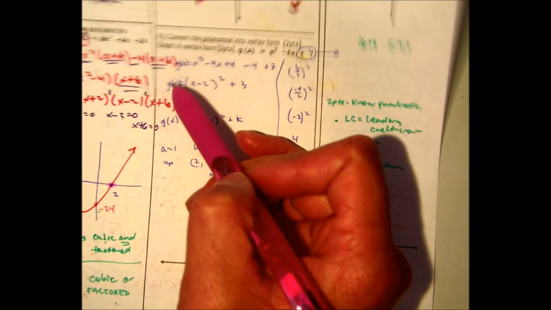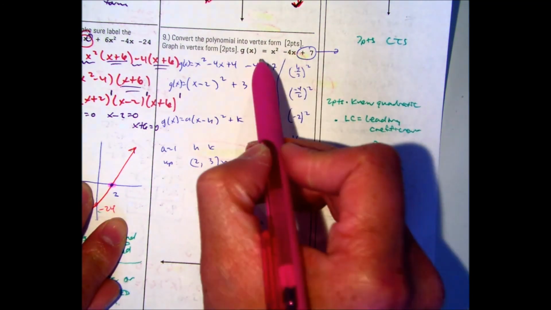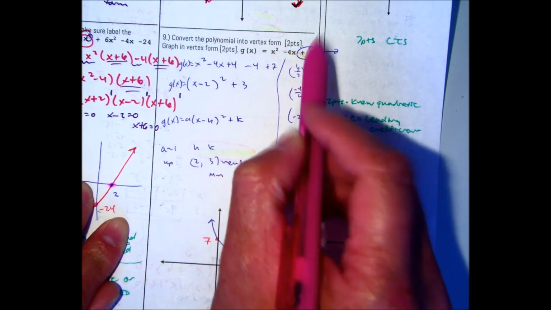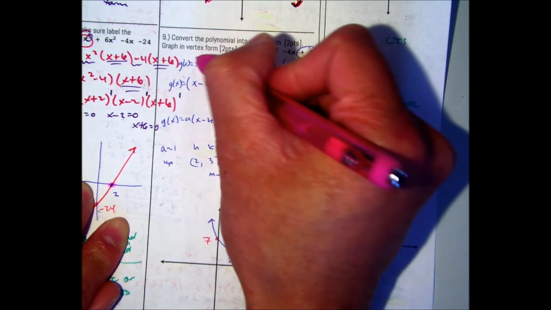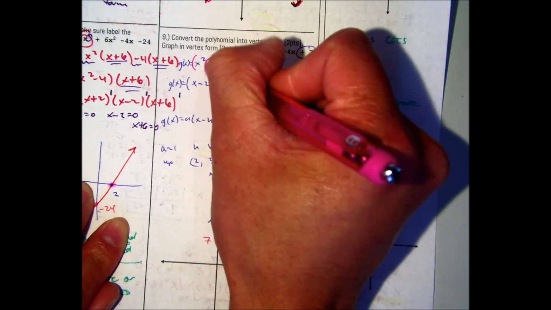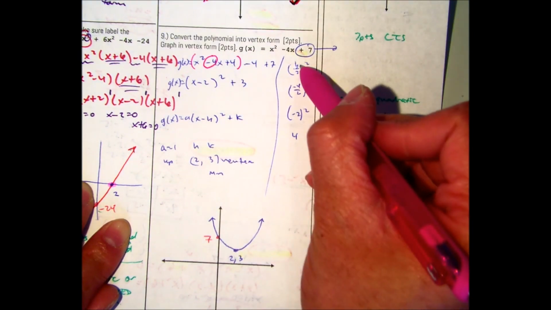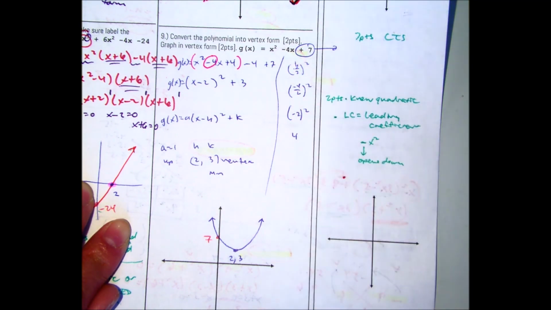Question number 9. Number 9 says convert the polynomial into vertex form. Graph in vertex form. So this polynomial here is in standard form. I know it's in standard form because there's no parentheses. So you'll notice that I moved the 7 out there, and then I'm going to have just x squared minus 4x. Well, here's my b value, and this b value here can help me complete the square. My equation is b over 2 squared. So half of negative 4 is negative 2. Negative 2 squared is positive 4.